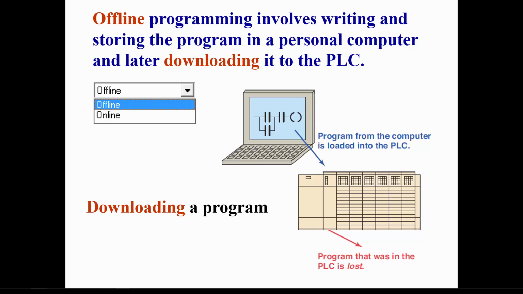Sometimes the terms downloading and uploading can be confusing, depending on what type of computer application you are discussing. With PLCs, programs are normally written on a personal computer while not being connected to the PLC. To run the program, it must be transferred to the PLC. The process of moving the program from the personal computer to the PLC is called downloading.